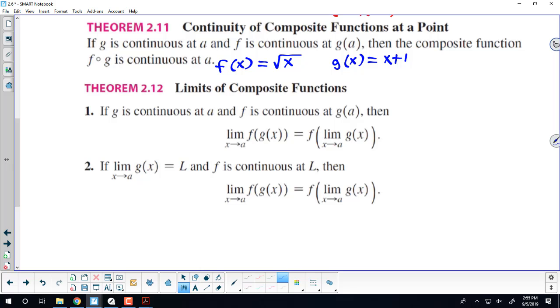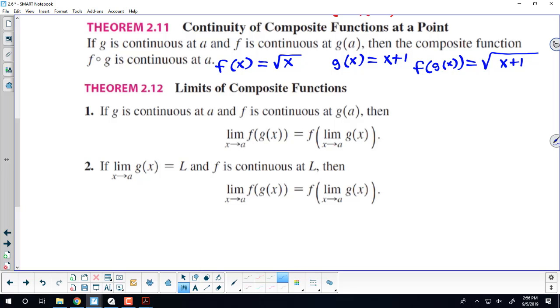Then when we look at its composite, f of g of x, square root of x plus 1, the same rules still apply. This function is only continuous for when we're not taking the square root of negative numbers.